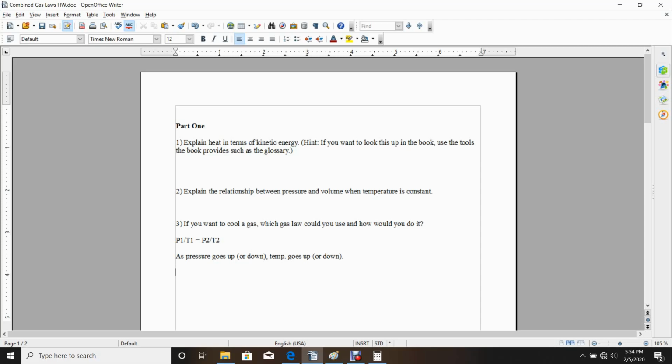Let's see. Let's do some math here. Let's just play with numbers. Let's say that I have a pressure 1 of 100 atm, and I have a temperature 1 of 500 Kelvin. Now I'm going to change the pressure. I'm going to dramatically decrease the pressure to 5 atm. What is that going to do to my temperature? What's my new temperature going to be?